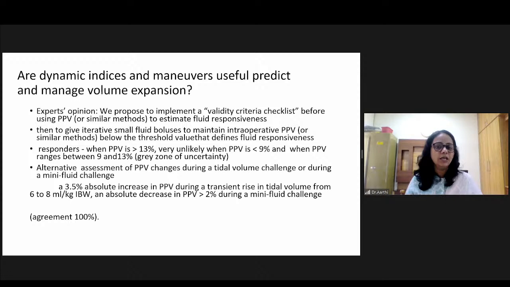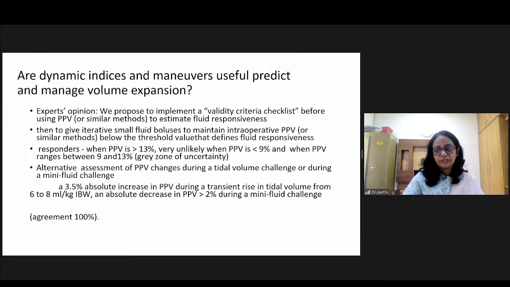An alternative assessment of pulse pressure change is the end-expiratory occlusion maneuver or a mini fluid challenge. When we do an end-expiratory occlusion maneuver, a 3.5% absolute increase in the pulse pressure variation during the transient rise in the tidal volume is a good predictor of fluid responsiveness, and an absolute decrease in the pulse pressure variation of more than 2% during a mini fluid challenge is a predictor of fluid responsiveness.